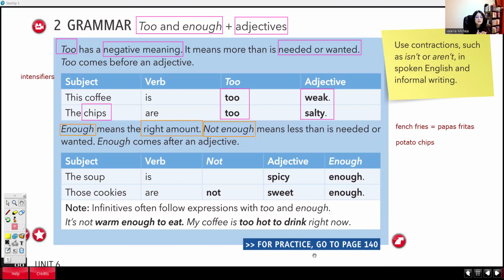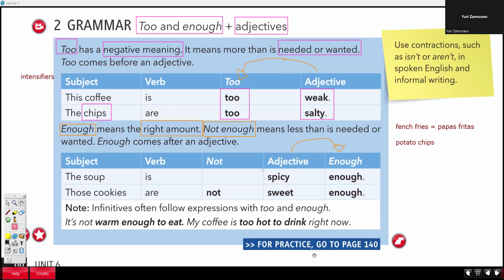And also enough comes after an adjective. So if you remember, too comes before the adjective. Let me make it clear. This is the adjective, and too comes before, right? So in the case of enough, first we have the adjective and then we have enough, right? So it's the other way around. You finish the sentence with the word enough, whereas when you are using too, you finish the sentence with the adjective. So that would be a difference between those two words also. The word order, if you wish.